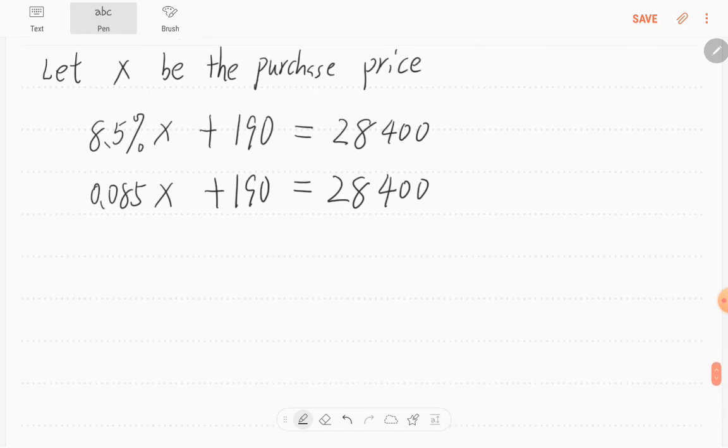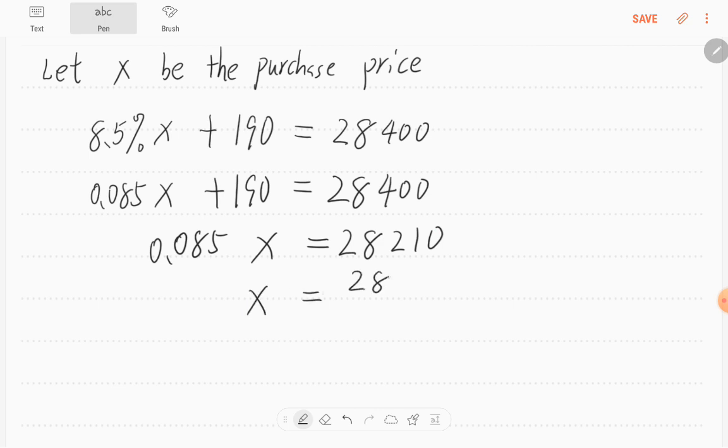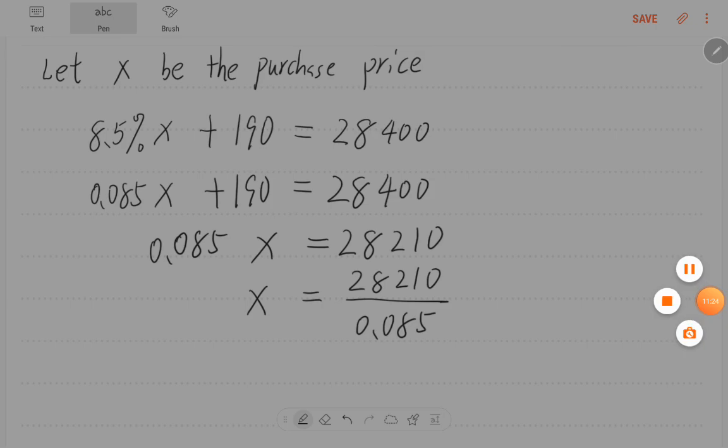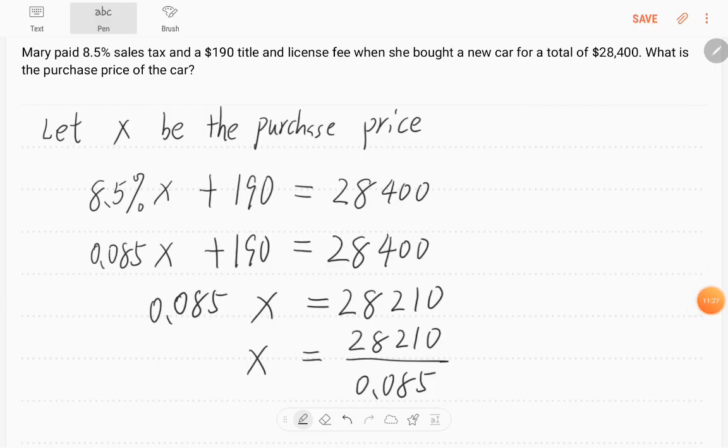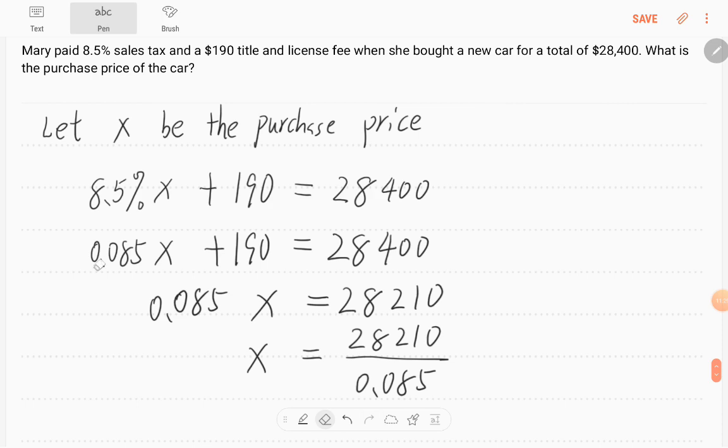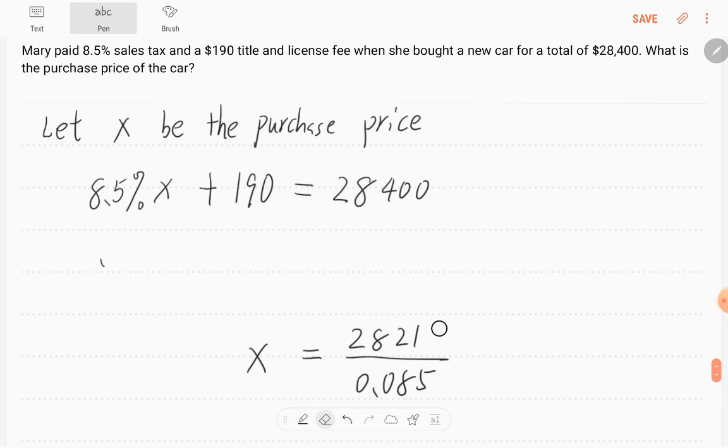28,400. So we subtract 190 on both sides, then x is equal to that divided by... Then you can use a calculator. Sorry, I made a mistake here. It should not be this one.